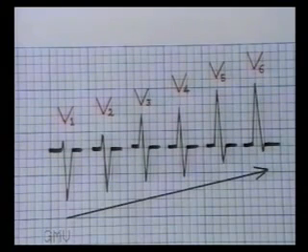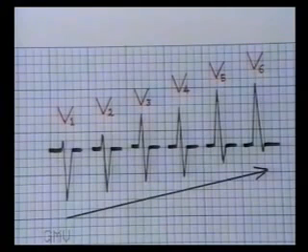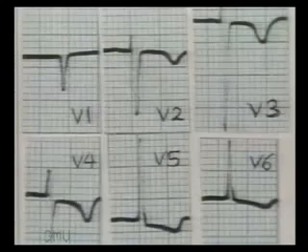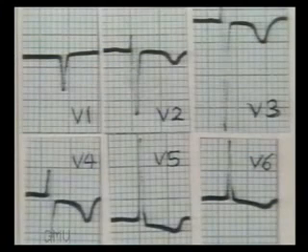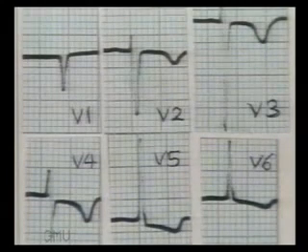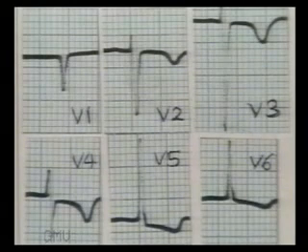Somewhere in V3 and V4, the R and S waves are equal, and in V6, there is a tall R wave and very small or absent S wave. This ECG shows a normal QRS pattern in the chest leads. Note the S wave in right-sided chest leads, which disappears as we reach V5 or V6. R and S are equal in V4, and the R wave progressively increases from V1 to V6.